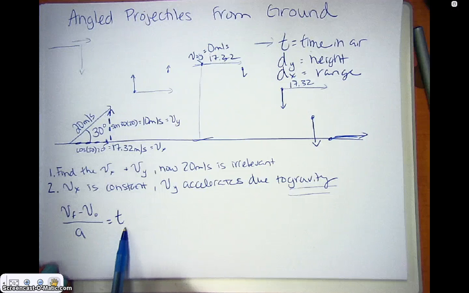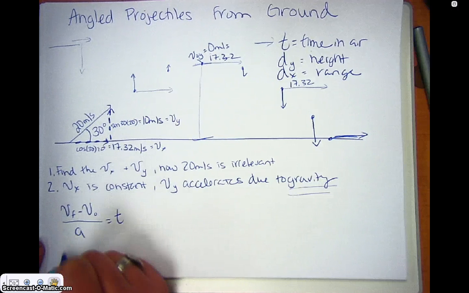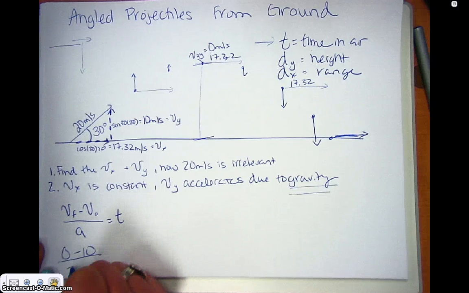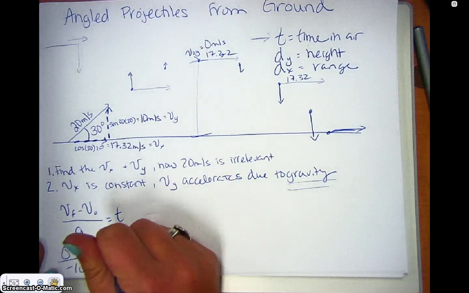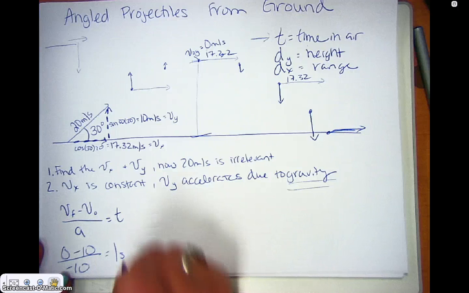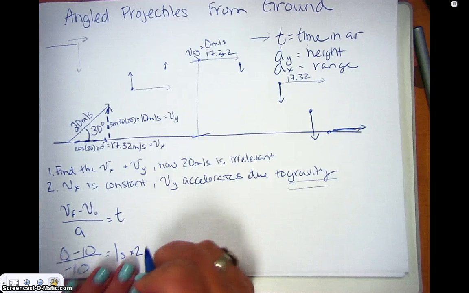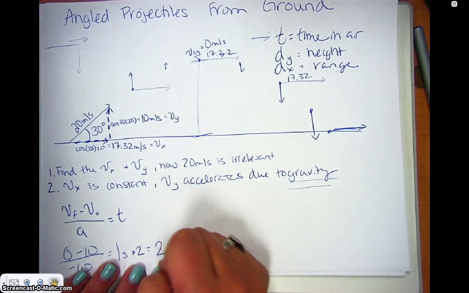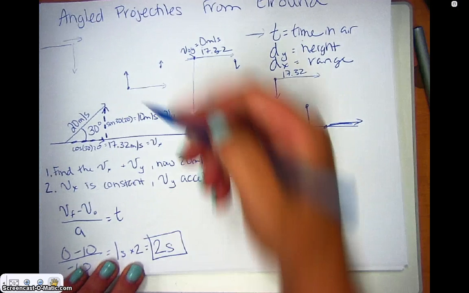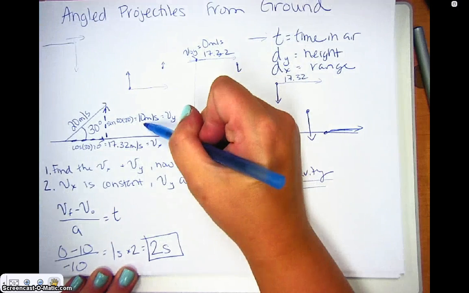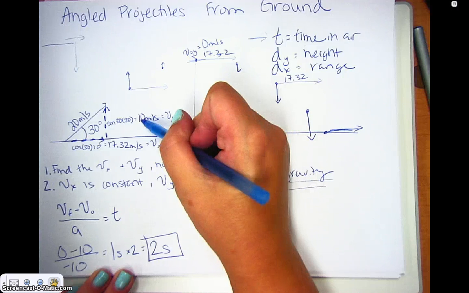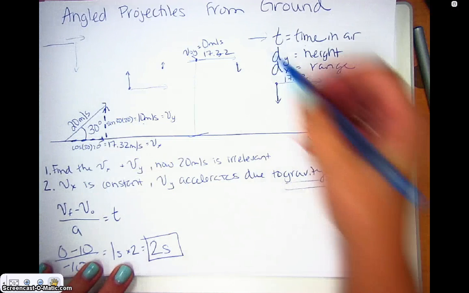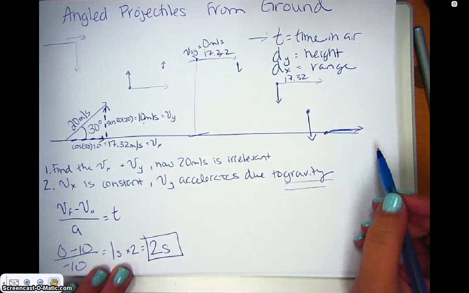But without really even looking, we can know that would be 0 minus 10 all over negative 10, which is 1 second, right? So that's the time up. If I multiplied it by 2, the total time in the air would be 2 seconds, right? And just by looking at 10 meters per second, I should be able to just move my decimal place once and multiply by 2, and that gives me the total time.